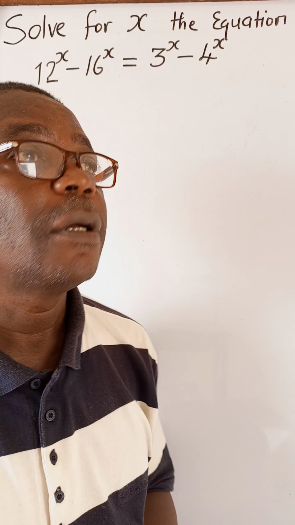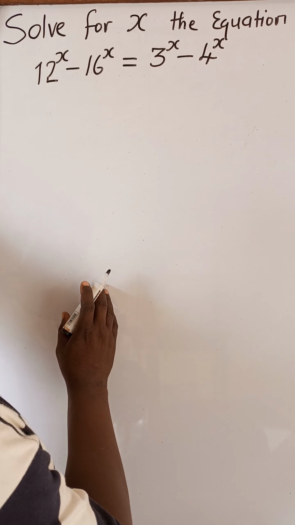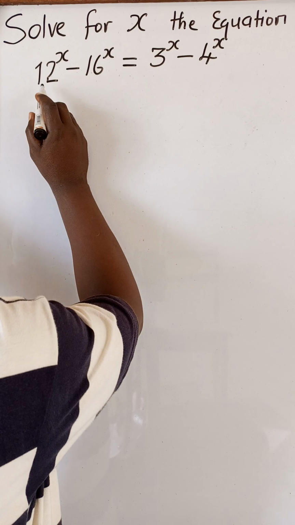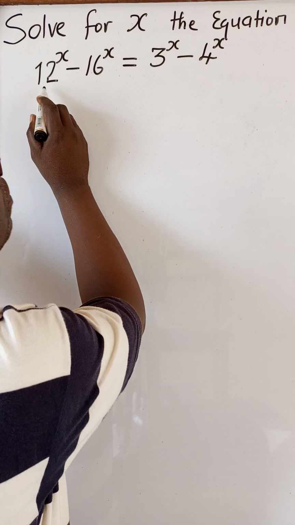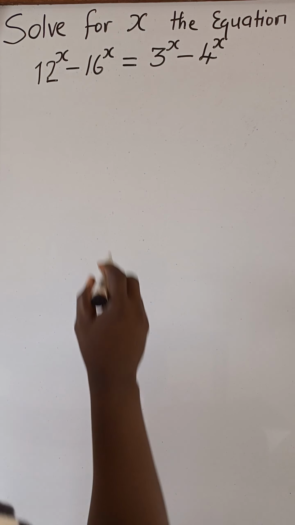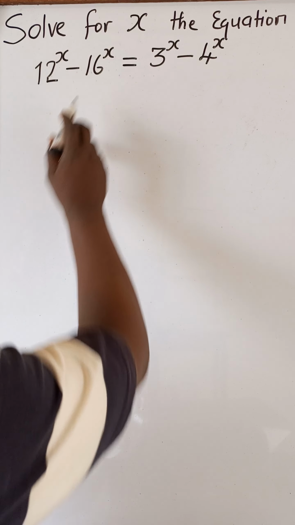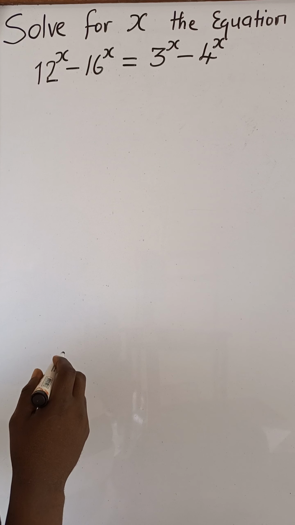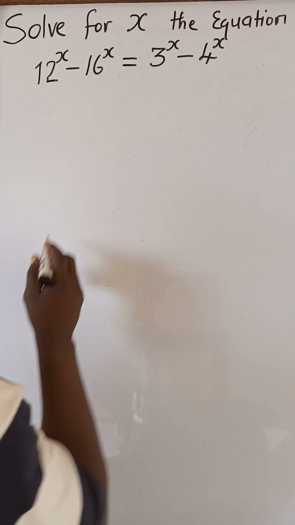Hello everyone, welcome to the continuation of our series of tutorials on exponential equations. Here we have another exponential equation to solve for x: 12 to the power x minus 16 to the power x is equal to 3 to the power x minus 4 to the power x.